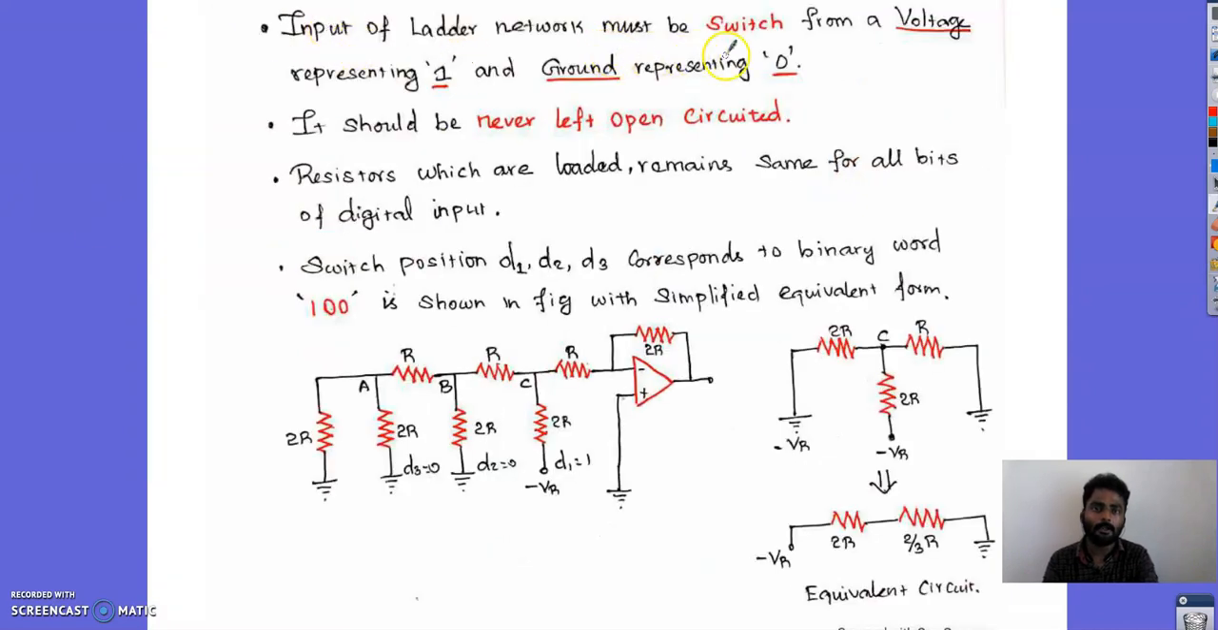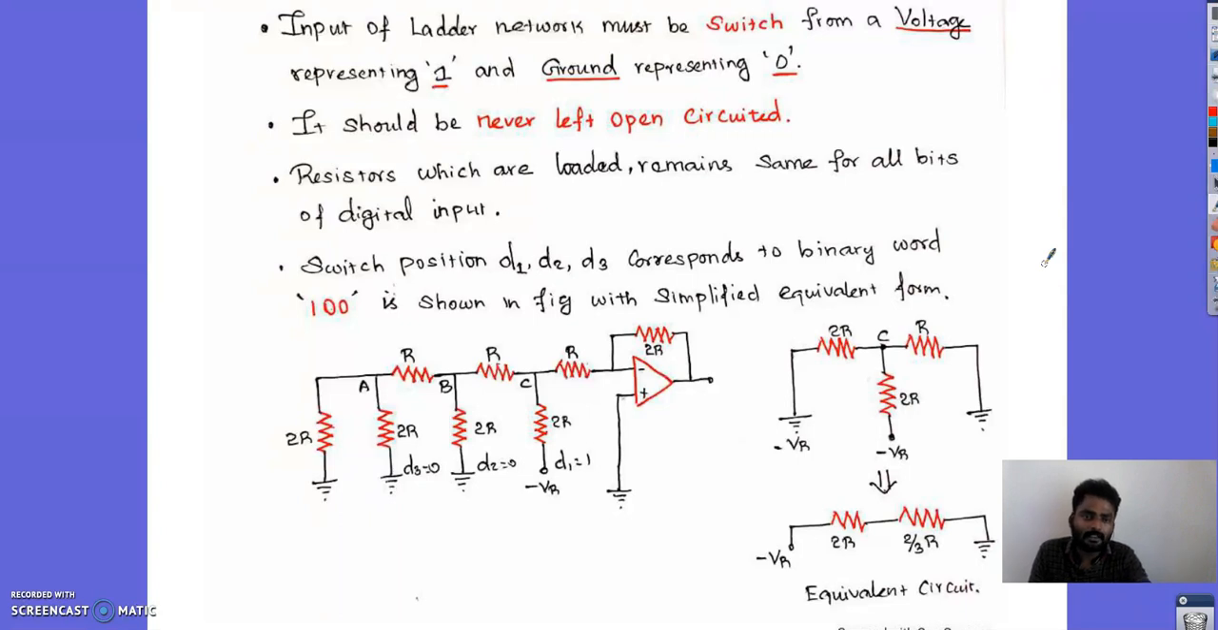And the input of the ladder network must be a switch from the voltage representing 1 and ground representing 0, and it should never be left open circuited. It should either be grounded or closed. It should never be open circuited. And the resistors which are loaded remain the same for all bits of digital input. The switch position D1, D2, D3 corresponds to the binary word 100. Why? Because your switch one alone is closed and the other switches are open. That is why it is termed as 100.